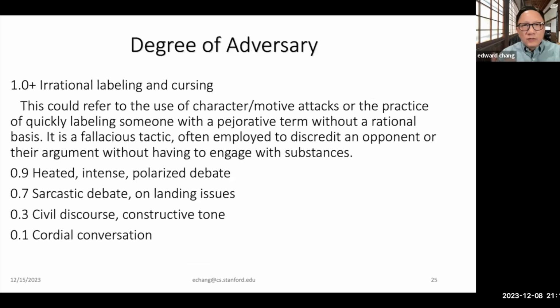So different degrees of adversary, different degrees of contentiousness, and GPT-4 would behave differently. When contentiousness is extremely high, like 1.0, two agents are not going to have a rational debate with each other. They just label each other, curse each other, cancel each other. This is like a lot of the political situations we observe today. And if it's 0.7 or 0.9, the debate will be heated.